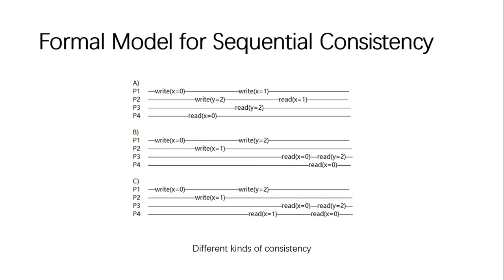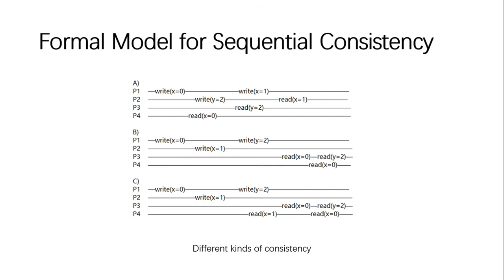For example B, there is a little mistake, but not for sequential consistency. It still follows sequential consistency, because here's the mistake: P3 reads x equal to 0, but before that P2 writes x equal to 1. This mistake not only happened in P3 but also in P4, so it still follows sequential consistency.